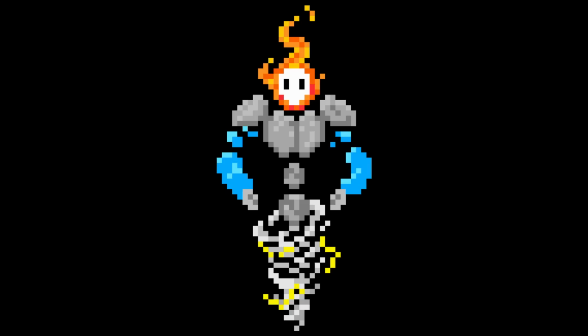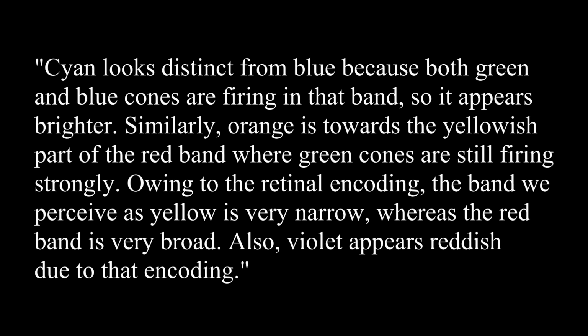Break. Remember, we perceive color based on electrical signals relaying information to the brain, so that process determines how our brain will register visual appearances. Continuing. Cyan looks distinct from blue because both green and blue are firing in that band, so it appears brighter. Similarly, orange is towards the yellowish part of the red band where green cones are still firing strongly. Owing to the retinal encoding, the band we perceive as yellow is very narrow, whereas the red band is very broad. Also, violet appears reddish due to that encoding.